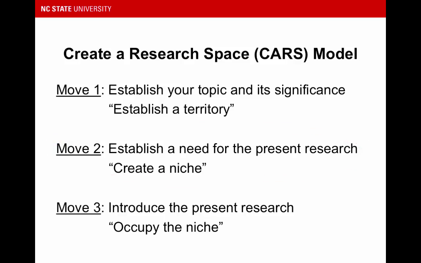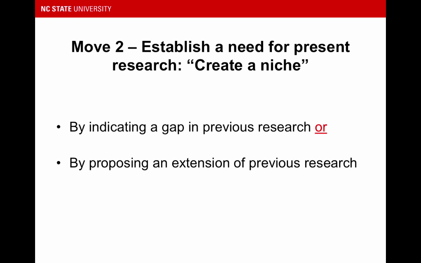In Move 1, we talked about that you need to state why your topic is important, and you need to review what is currently known in your field about that topic by discussing the research of others. Now, as we move to Move 2, we talk about how you have to establish a need for your present research or create a niche for your study. There's one of two ways that you're generally going to be doing this. After reviewing what is currently known about the topic, you have to either indicate a gap in previous research or you propose an extension of some of the previous research that you have reviewed.